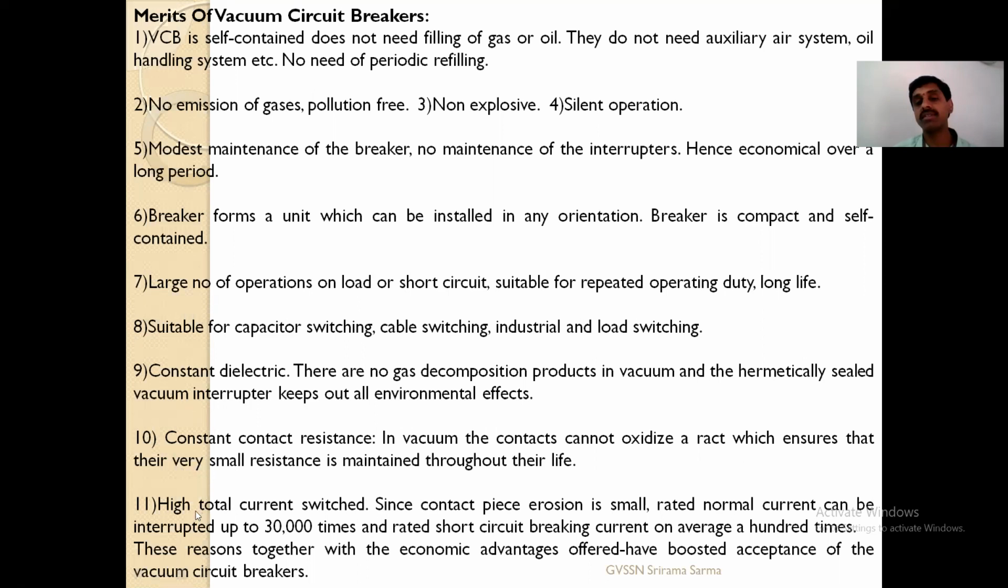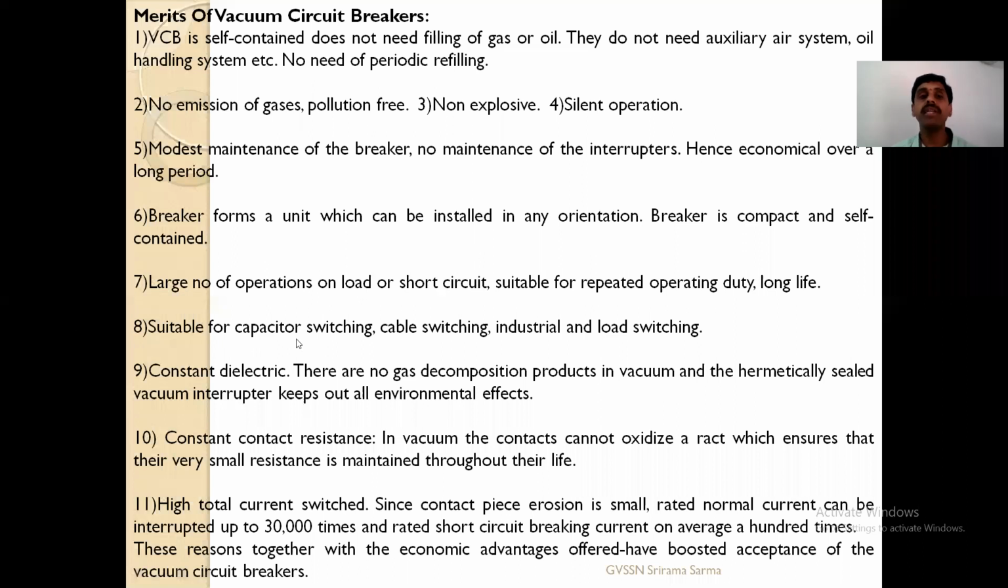The very important thing is high total current switched. Since contact piece erosion is small, because erosion is less, rated normal current can be interrupted up to 30,000 times, and rated short circuit breaking current on an average 100 times. So very high current can be interrupted. These reasons, together with the economic advantages offered, have boosted acceptance of these vacuum breakers.